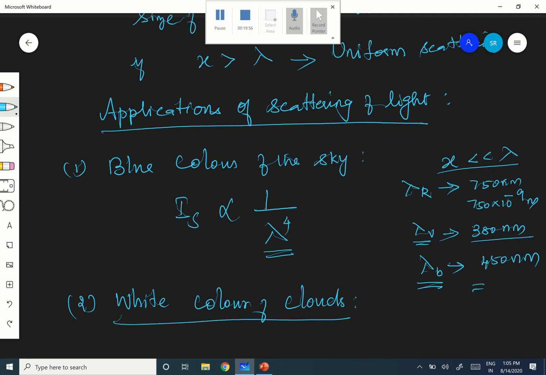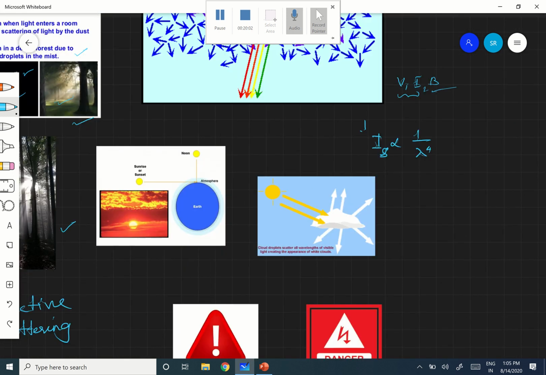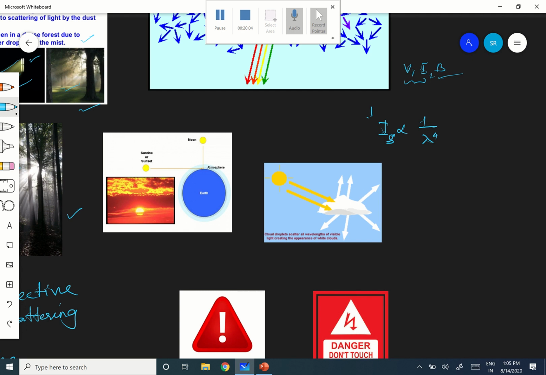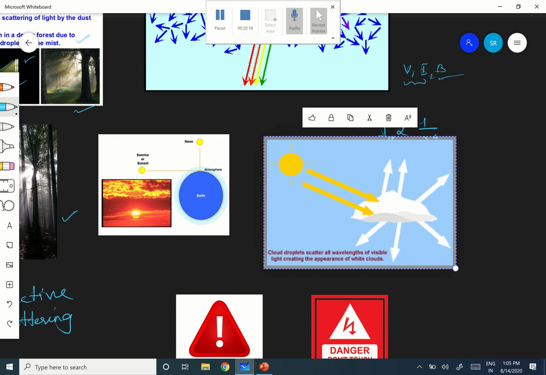See, usually the clouds are at a much lower height. Let me show it to you. The clouds are at lower heights, and these clouds are seen due to the scattering of light from the lower part of the atmosphere.